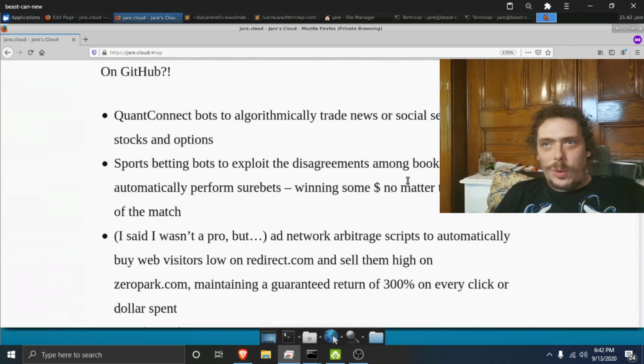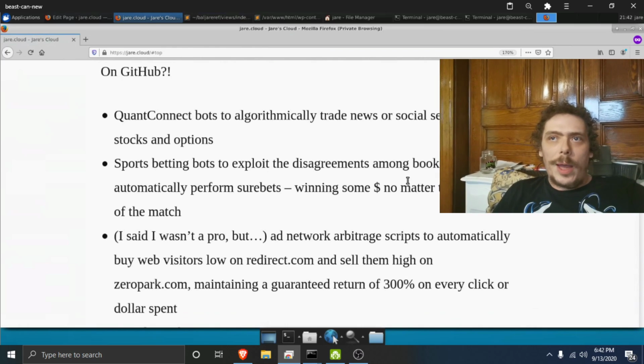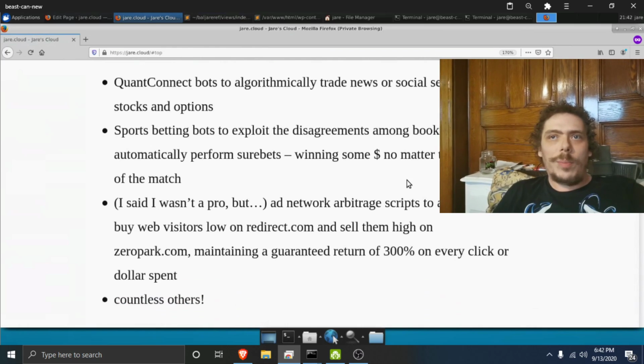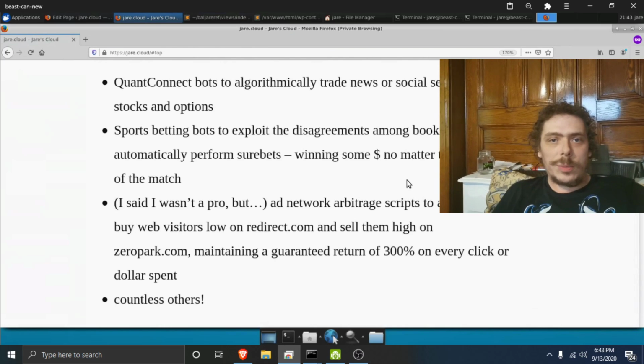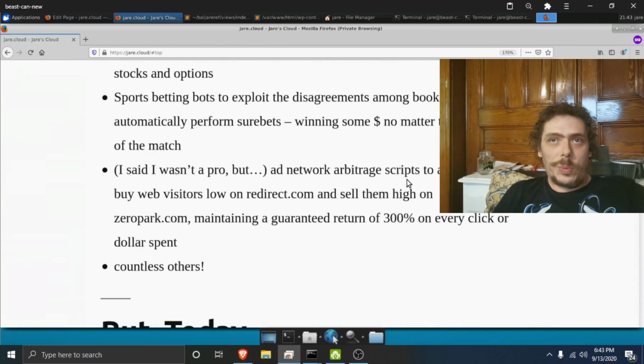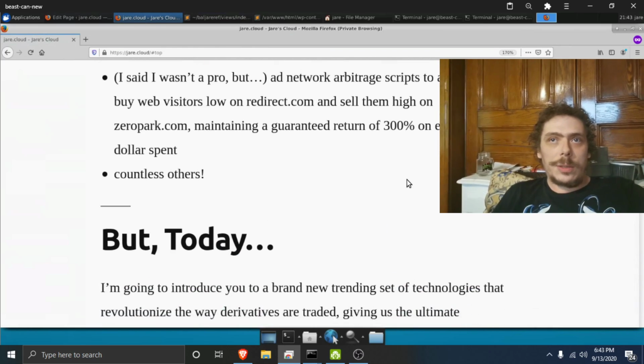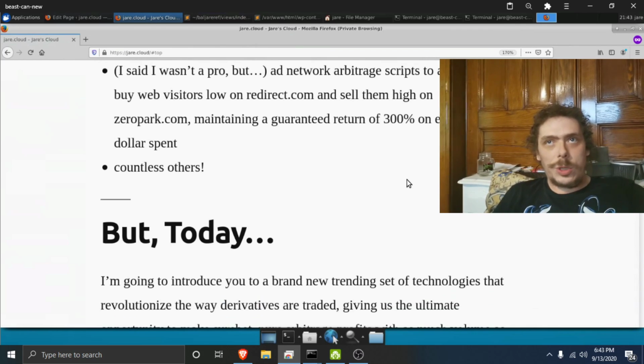Now, I said I wasn't a pro, but there's one there that deals with ad network arbitrage scripts to automatically buy web visitors low on redirect.com and sell them high on zeropark.com, maintaining a guaranteed return of 3 times your money back. That's 300% on every click or dollar spent. That's actually my most popular repository. There's countless, like I said. Well, there's just over 100, I guess.